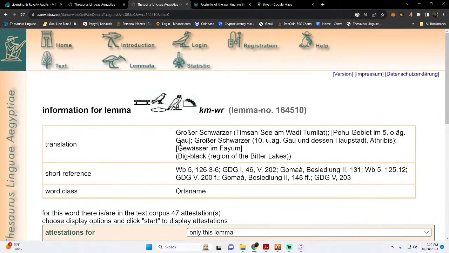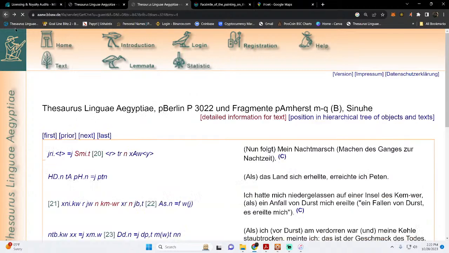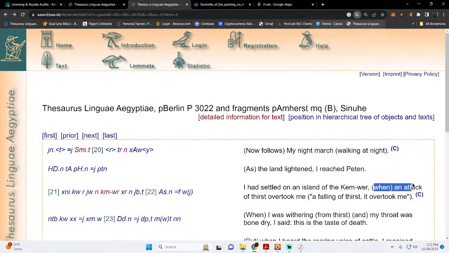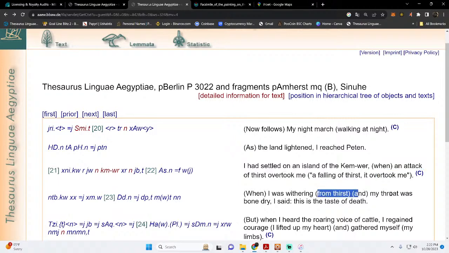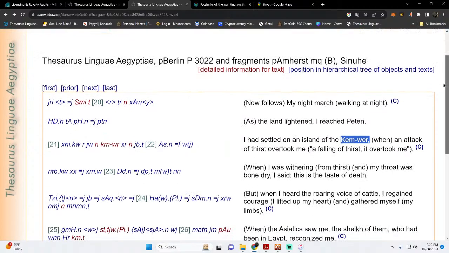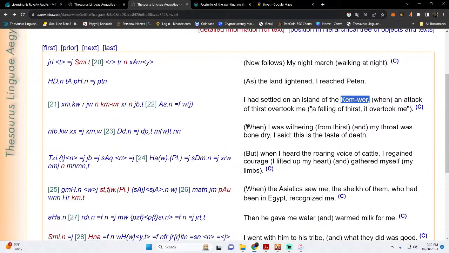You want me to click it? The island of the great black, Grover Schwartz. It's funny. He settled on the island of Kim-Ur when an attack of thirst overtook him. So he got hella thirsty on the island of Kim-Ur. Now, when I was withering from thirst at my throat, why was he on an island? I keep telling y'all stuff like this. Why was he thirsty on an island? Because Kim-Ur must be surrounded by a different type of water that you can't drink. Man, we're going to know all of this stuff from looking at philological surveys and make people smack their lips.